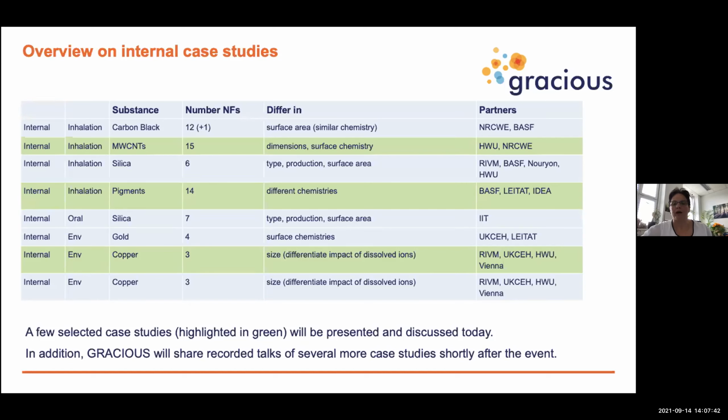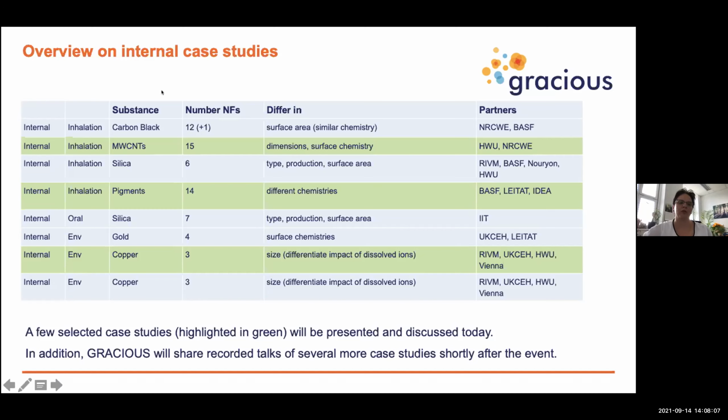However, we will provide a recorded version of the others shortly after the meeting. So you will also have the chance to learn more about the other case studies. You see quite many of them are on the inhalation side, one is on the oral side, and 3 are environmental. This simply had to do with the fact that we also needed to consider data availability.